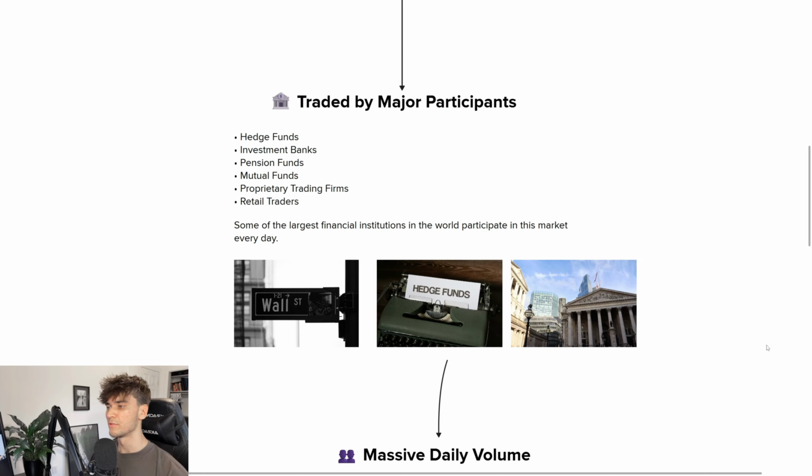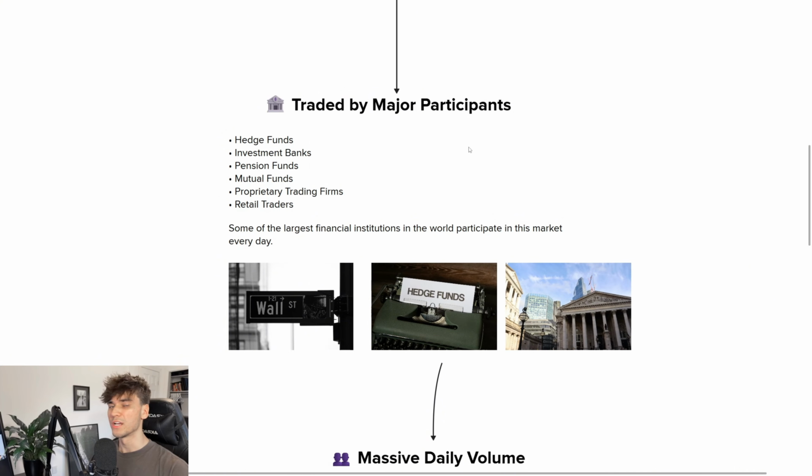So since you're just starting out, you might have heard other people talking about Forex or trading stocks or trading options. Now I'm going to tell you why futures is so good. So one of the main reasons is because of market volume. Because futures are traded by a ton of major participants, these could be hedge funds, investment banks, pension funds. I have them all listed right here. The reason why this is so important is because it injects volume and volatility into futures markets.